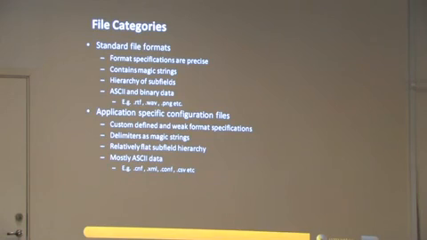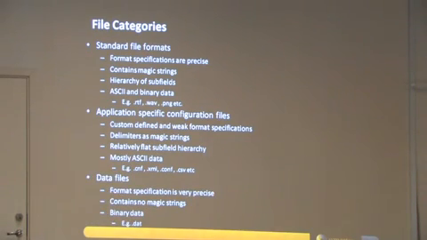Now while dealing with configuration files, the prominent characteristics that they have are their custom defined formats. So the format specification is a little weaker. Delimiters are mostly magic strings. For example, it's a colon separated file, or it's a CSV, that is a comma separated file. So it's specific to the application. And the field hierarchy is relatively flat. You have one line per configuration generally. And the data is readable, that is mostly ASCII data.